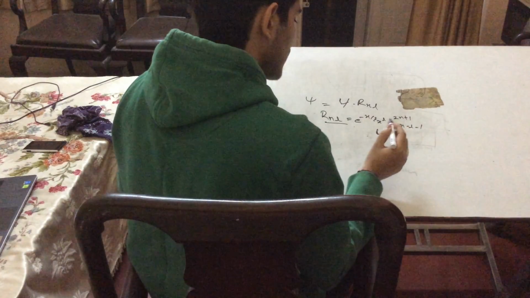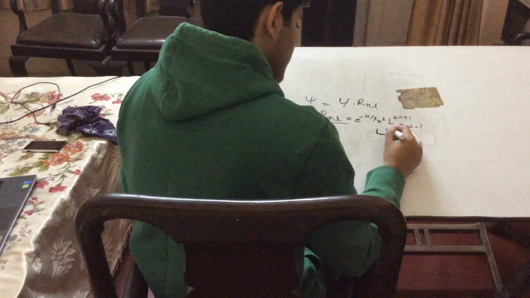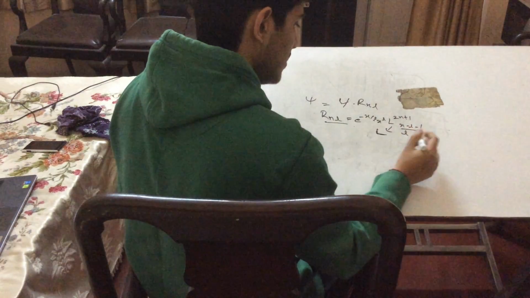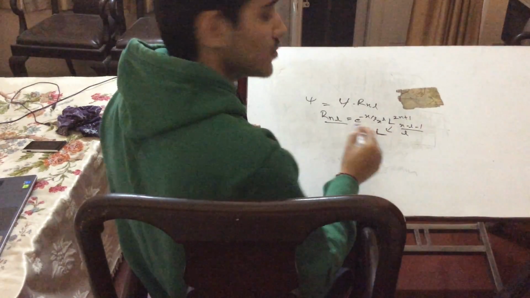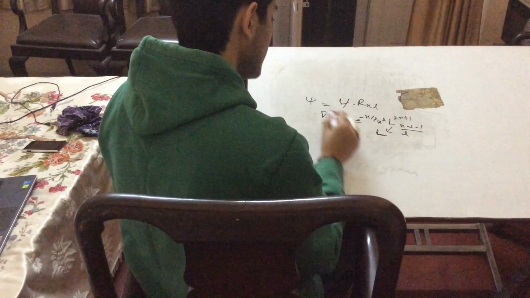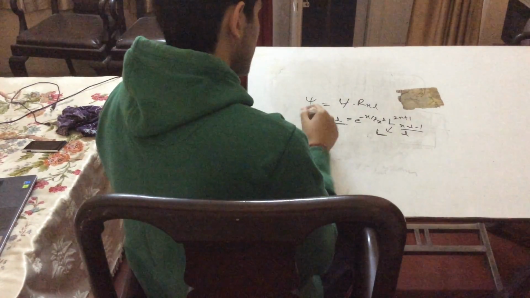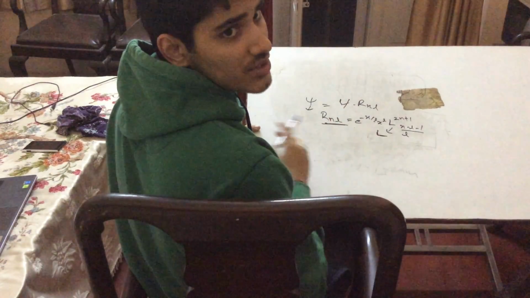So if we vary the values of n and l, we can get different values of R, and so we have different values of psi. That is, it helps in the quantum mechanical treatment of a hydrogen atom.